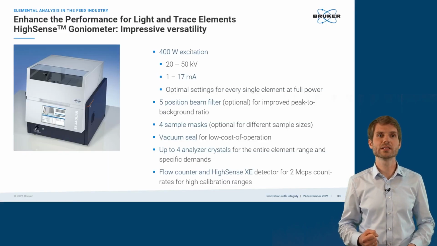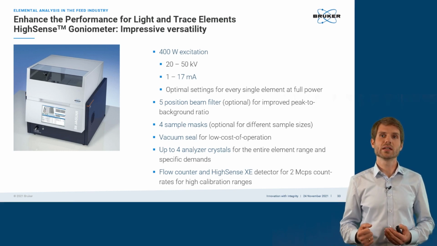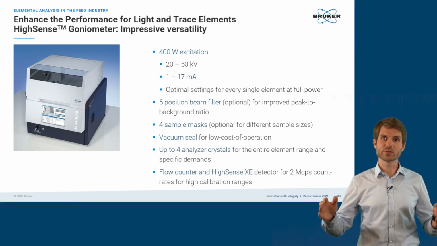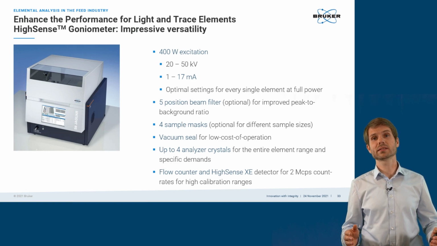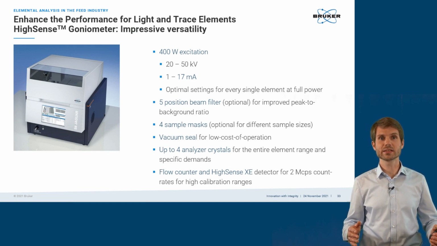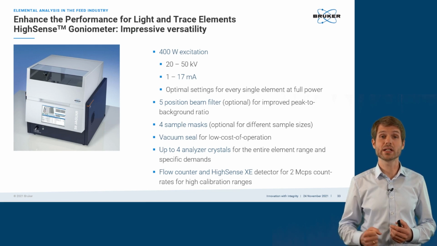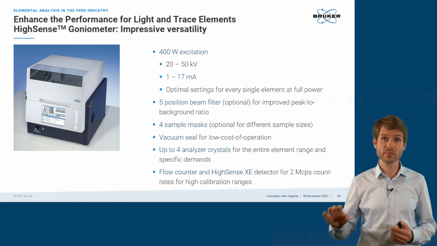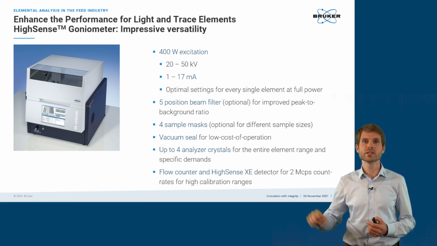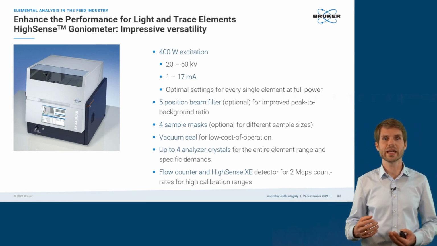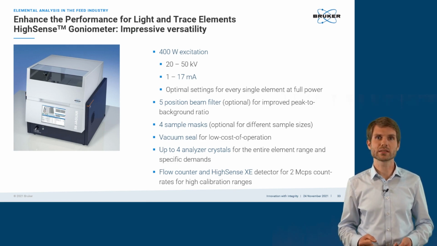So here you benefit from the performance features of the S6 JAGUAR, which comes with a 400-watt tube. You have different types of filters to optimize the incoming intensity. You have a vacuum seal that helps you to protect your equipment and results in low-cost operation. And one point I simply want to emphasize here is you also have a new generation of detectors. That's the HiSense XE detector with linear count rates of up to 2 million counts per second.